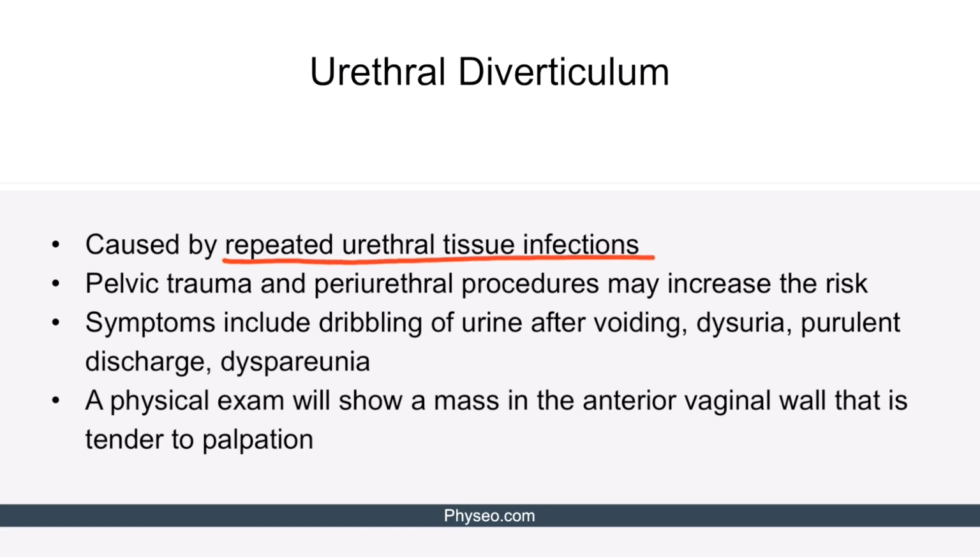Specifically, it is the periurethral gland of the anterior vaginal wall that gets infected. And it seems that pelvic trauma and periurethral procedures increase the risk of developing this problem. So what does the patient experience?